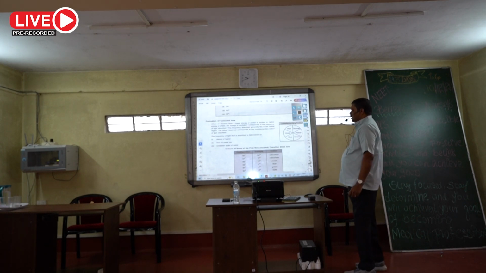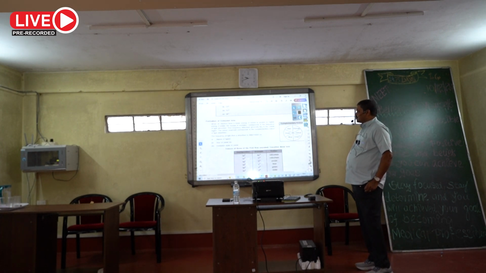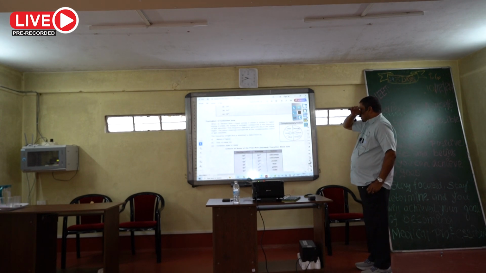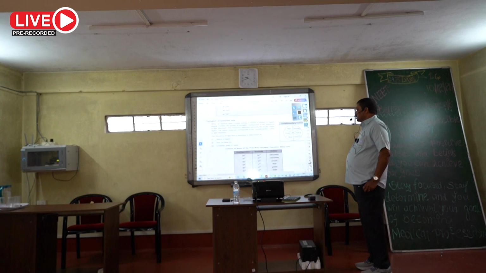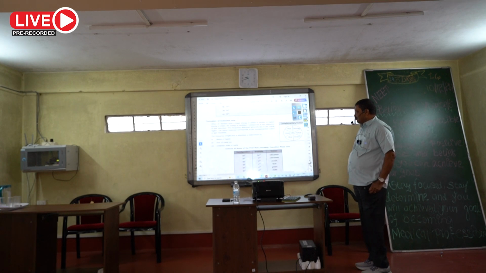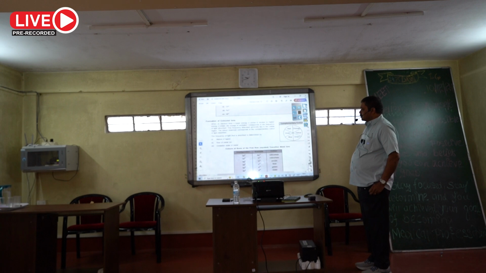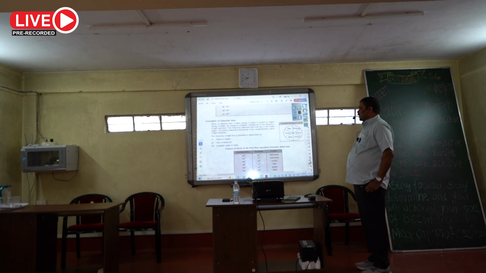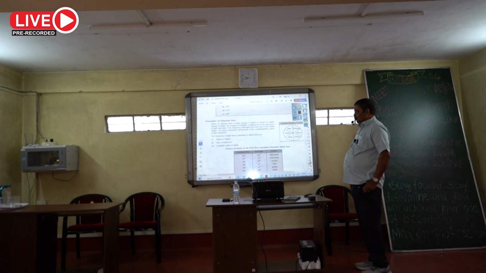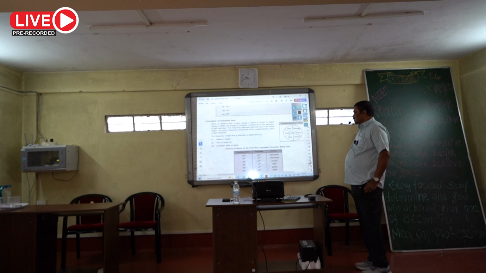Write one more point here. The color exhibited by the ions of the transition metals depends on the frequency of light which they absorb. Depends on the frequency of light which they absorb.